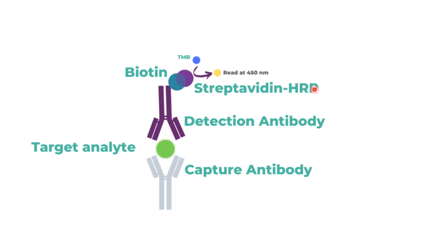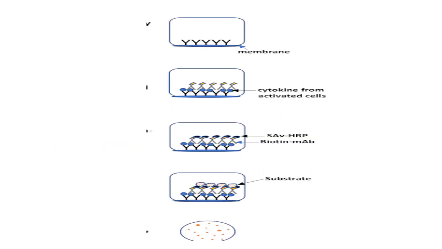Then streptavidin HRP is added that binds to the biotin labeled detection antibody. Then the substrate, that is TMB, is added. It will give a colored product. This is the case of sandwich ELISA. Here the capture and detection antibodies bind to different epitopes of the antigen, so that the protein is sandwiched between the detection antibody and capture antibody. That is why it is called sandwich ELISA.